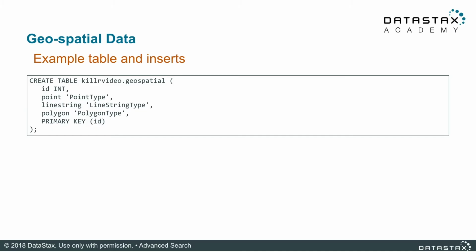Let's also take a quick look at an example of a CQL table with these geospatial data types and some insert operations that will be adding some geospatial data. We have a new table here called Geospatial in the killer video keyspace, which contains a point column, a line string column, and a polygon column, using their respective data types. Note the single quotes that include the name of the data type, as that is needed to properly invoke these data types.